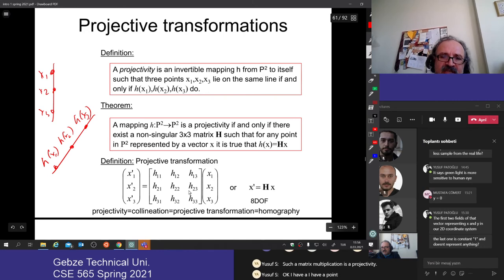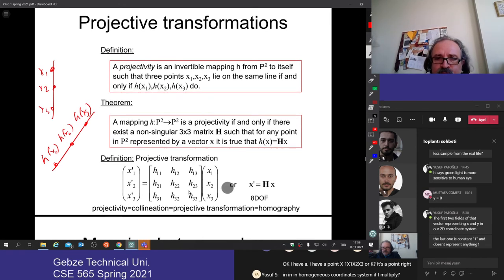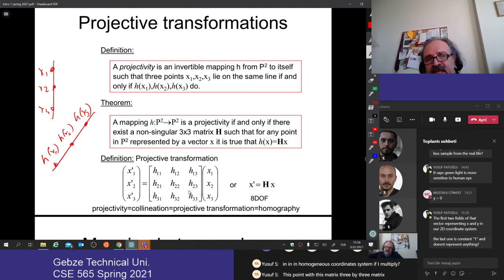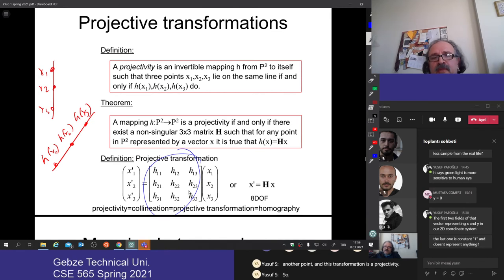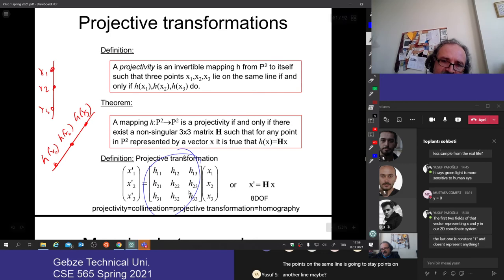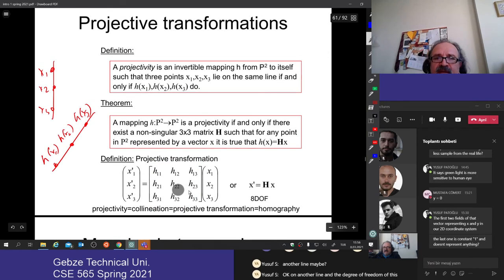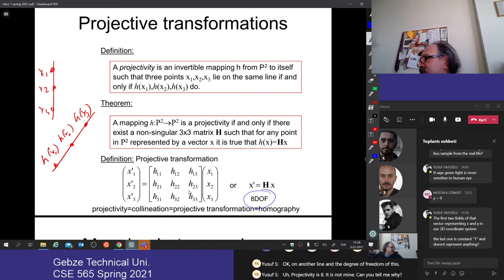I have a point x1 x2 x3. It's a point, right, in the homogeneous coordinate system. If I multiply this point with this 3x3 matrix, I would get another point, and this transformation is a projectivity. So the points on the same line are going to stay points on another line. And the degree of freedom of this projectivity is 8, it is not 9. Can you tell me why we say it is 8, not 9?